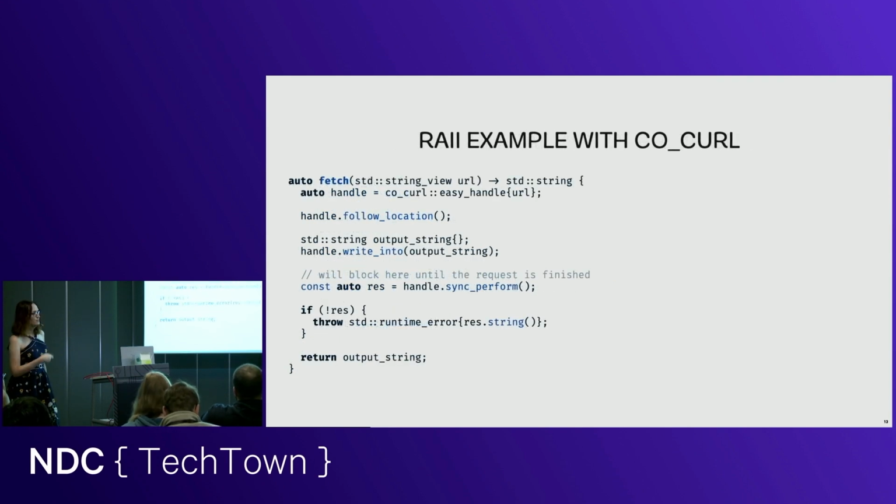Okay, and fetch. So fetch will create the handle with the constructor. It will set the redirection, so that we will follow redirections. We will provide the container to write into. We will call the sync perform. If there is an error, we will throw an exception. Otherwise, we will return the string. I think it should be obvious. If not, we can redo it.